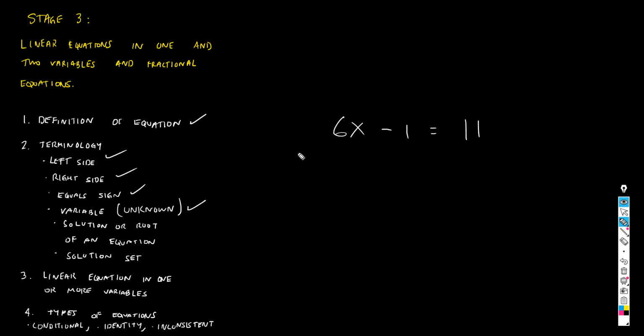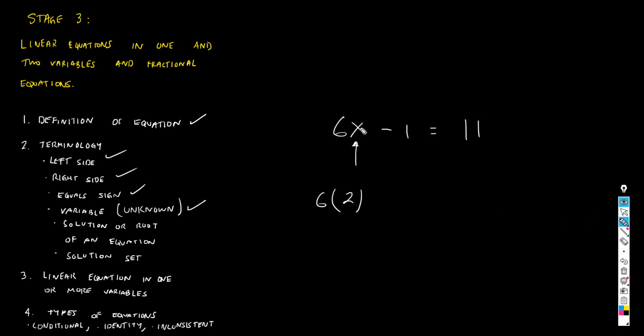What if we have this equation? 6x minus 1 equals 11. When you find the number, so that when you substitute that specific number for the variable and the equation is satisfied, then we say that that number is a solution or root. For example, in this case, that solution or that root, since this is very simple to solve, is 2.